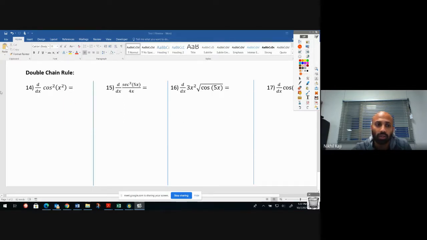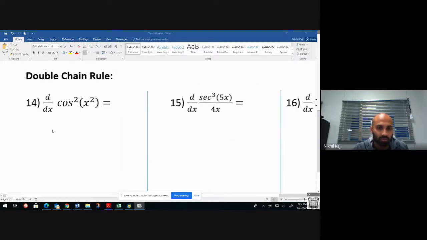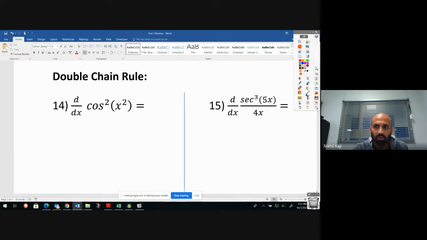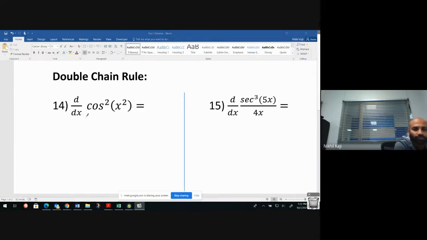All right, I know this was kind of tight. Here, let me see if I can make this bigger to get room to do all these. All right, here, let's write this as cosine x squared, all of that to the second power. That's what that means. So this is easier to see that it's chain rule, but we use double chain rule.